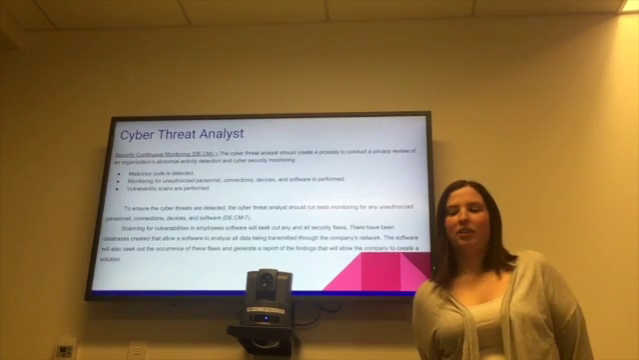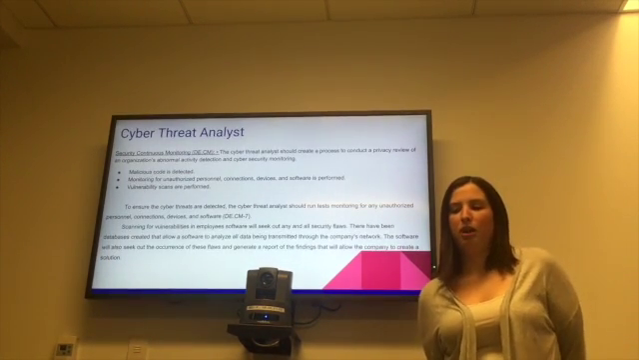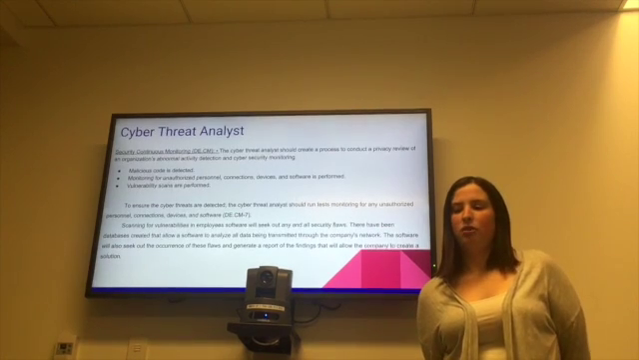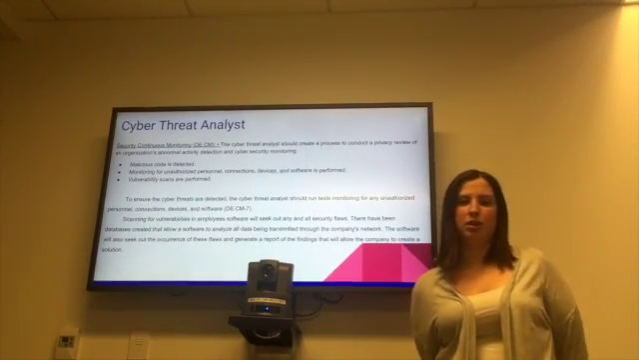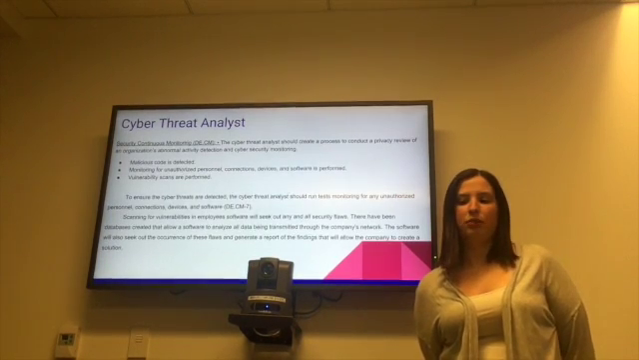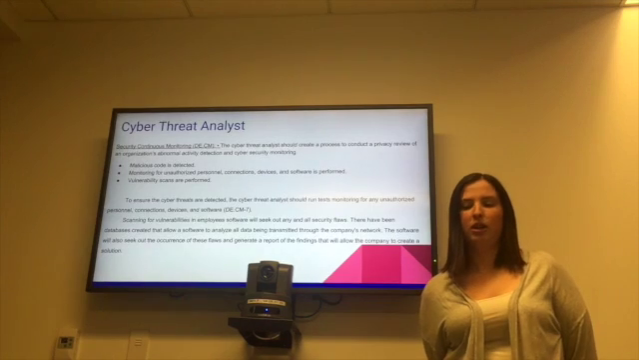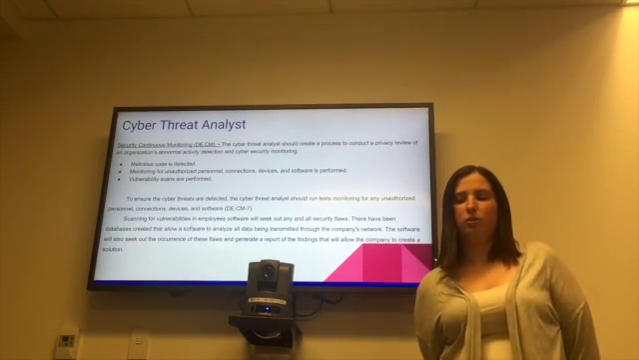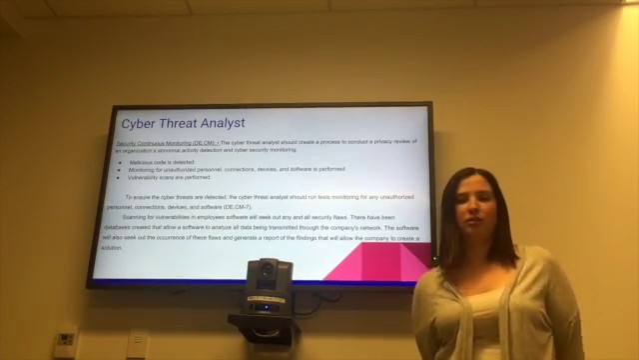For the cyber threat analyst for security continuous monitoring, the cyber threat analyst should create a process to conduct a privacy review of an organization's abnormal activity detection and cybersecurity monitoring. Monitoring for unauthorized personnel, connections, devices, and software is performed. Additionally, scanning for vulnerabilities in employee software seeks out security flaws.